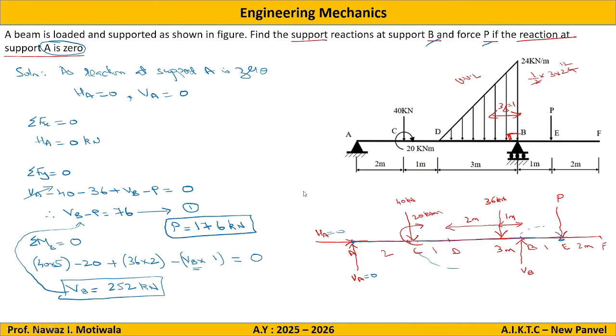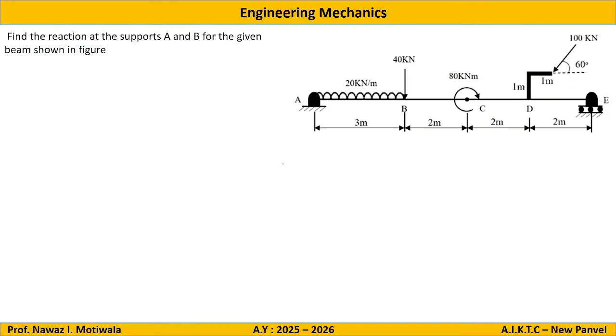Let us move to the next question, which says: find the reaction at supports A and B for the given beam as shown in the figure. Again, first I will convert it into a free body diagram. There is an applied force at B, 40 kilonewton. So I will make the applied forces as they are.